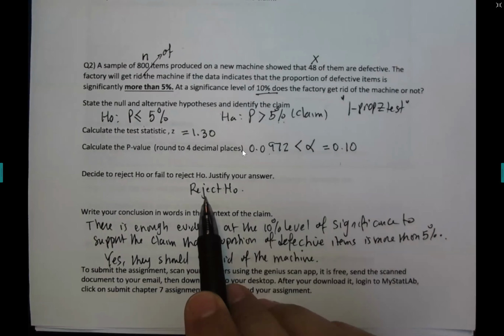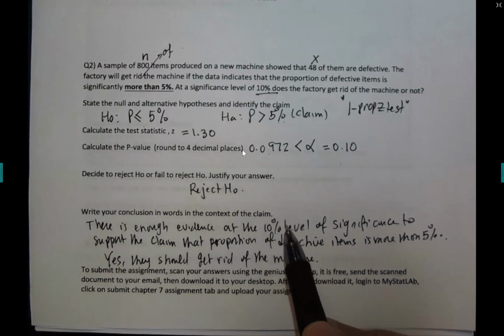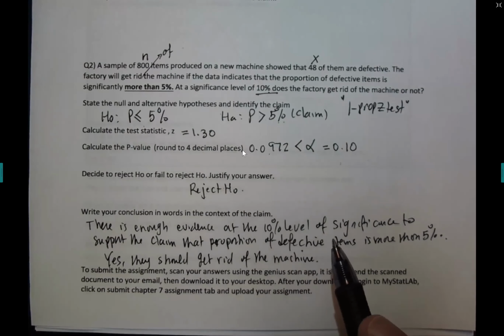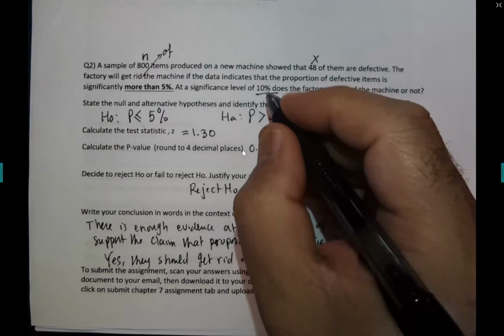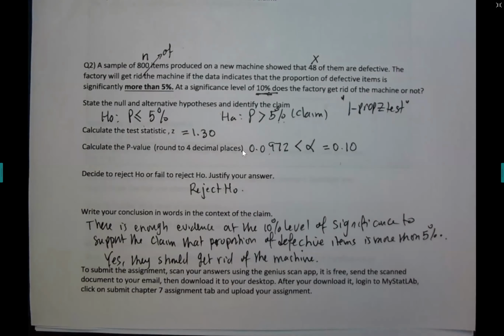Look how alpha makes a big deal, guys, in the problem. So be very careful. You fail to reject H0, then you will say there is not enough evidence to support the claim that the proportion is more than 5%. And then to answer the question, should they get rid of the machine? You say no, because we cannot support the claim that the proportion is more than 5%. What I want you to know, guys, just pay attention, please, to alpha. It does make a big difference in the problem.